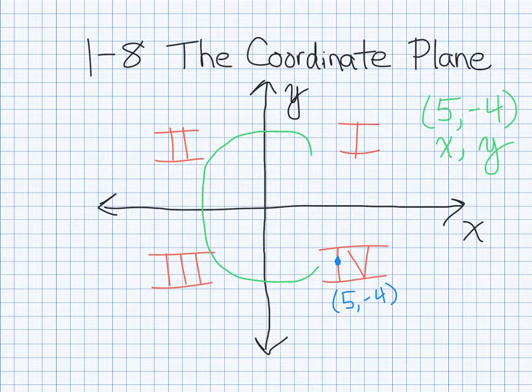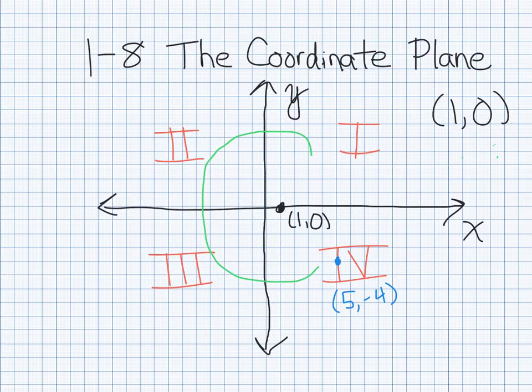If, for instance, they would ask you to graph a point that is on an axis, so instead of 5 comma negative 4, if they asked you to graph 1 comma 0, okay, well that would be 1 to the right, no spaces up and down. So I would put the point right there. That would be 1 comma 0. Well, if I was asked what quadrant that was in, well, it's not really in any quadrant. That's on the positive x-axis.